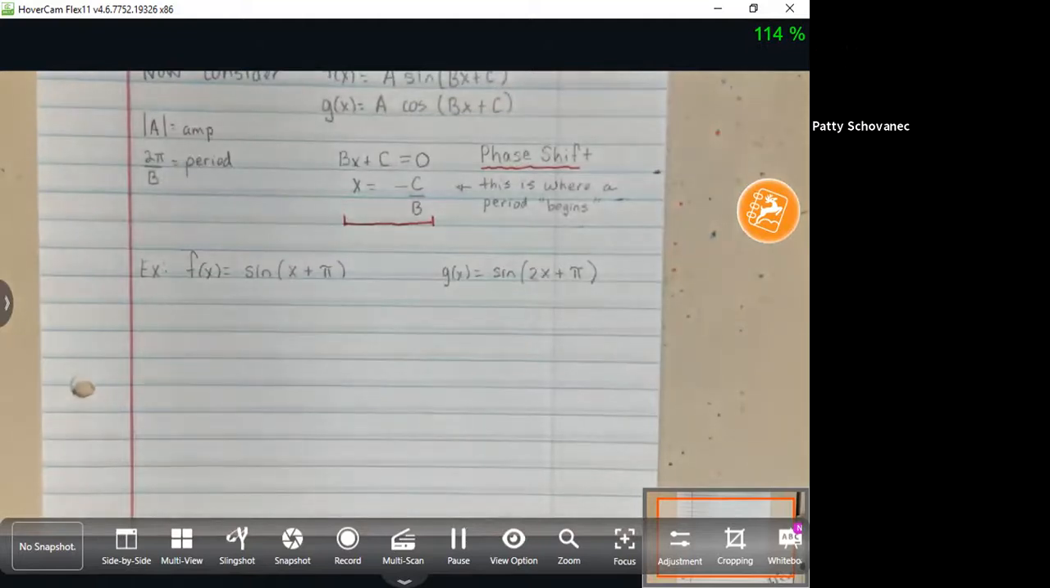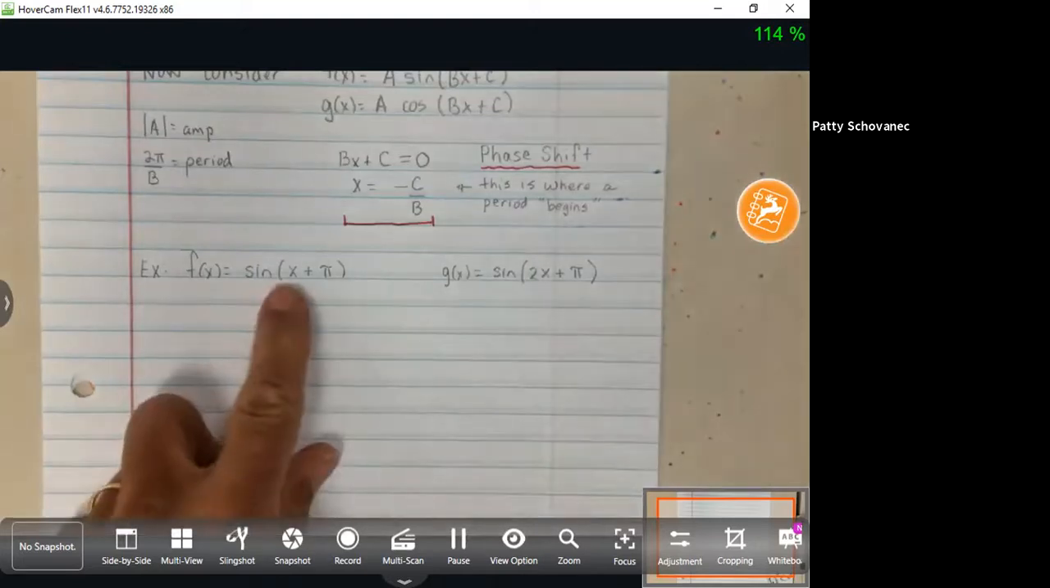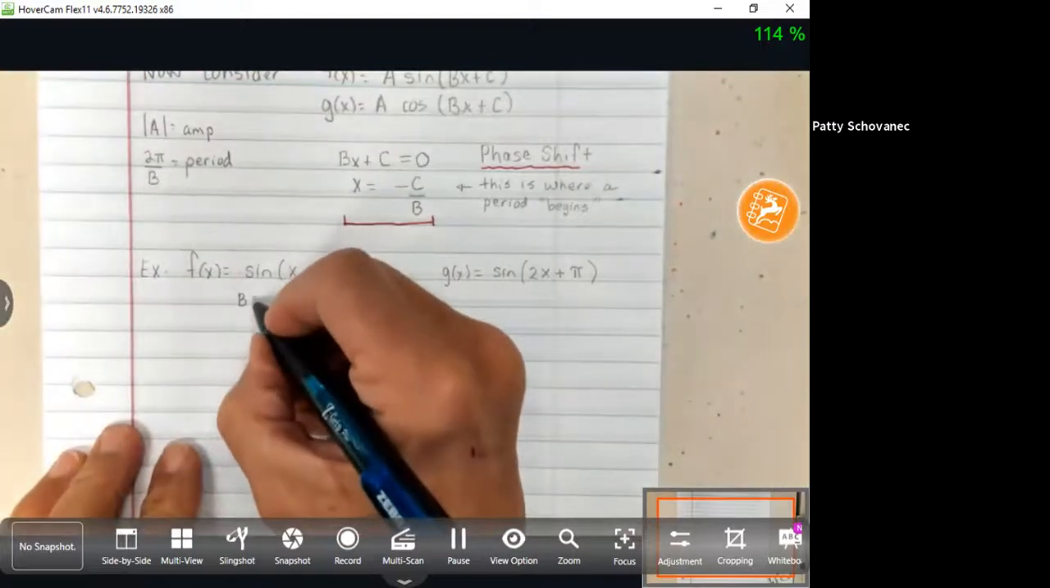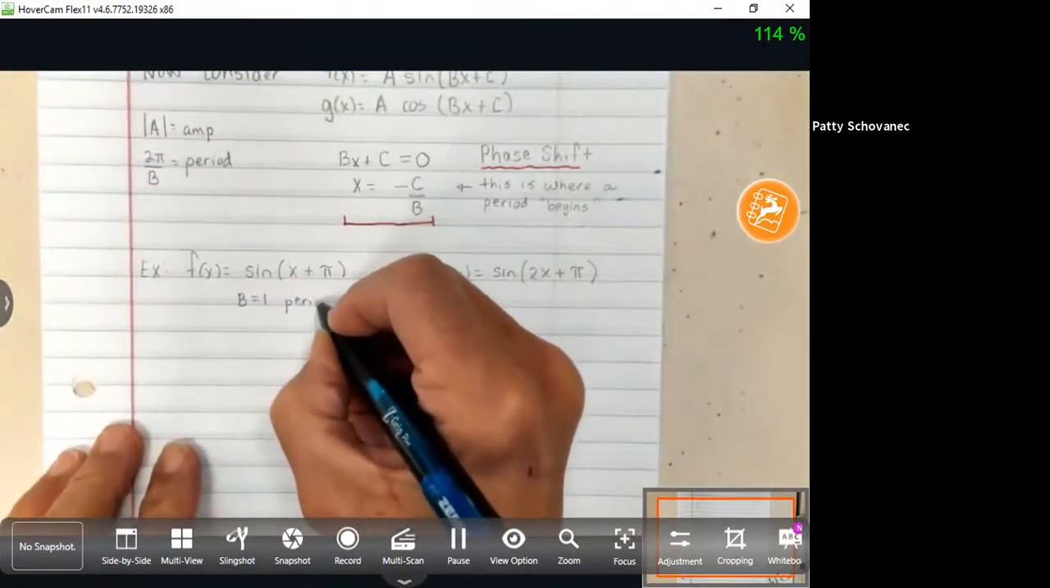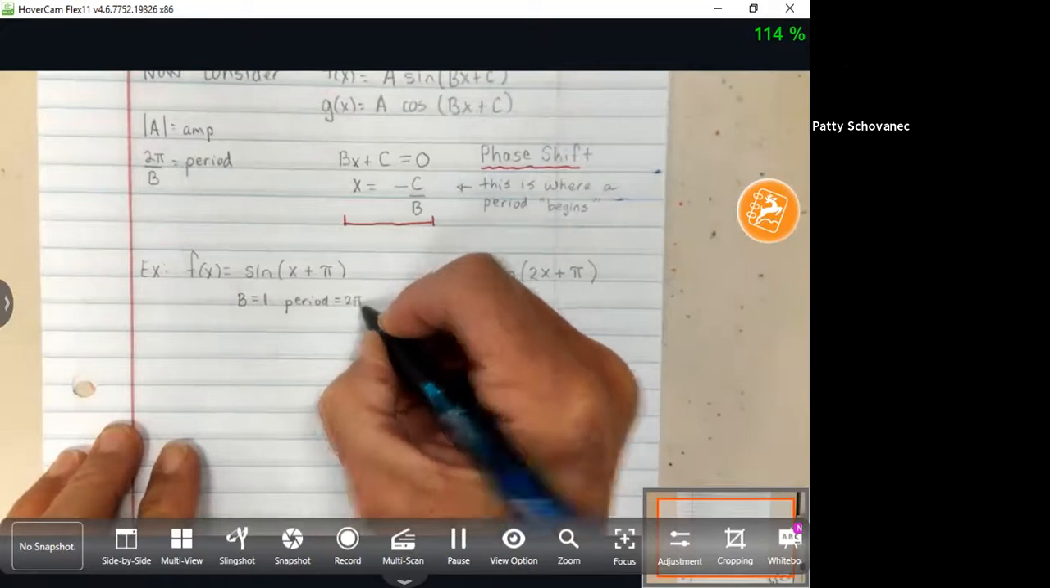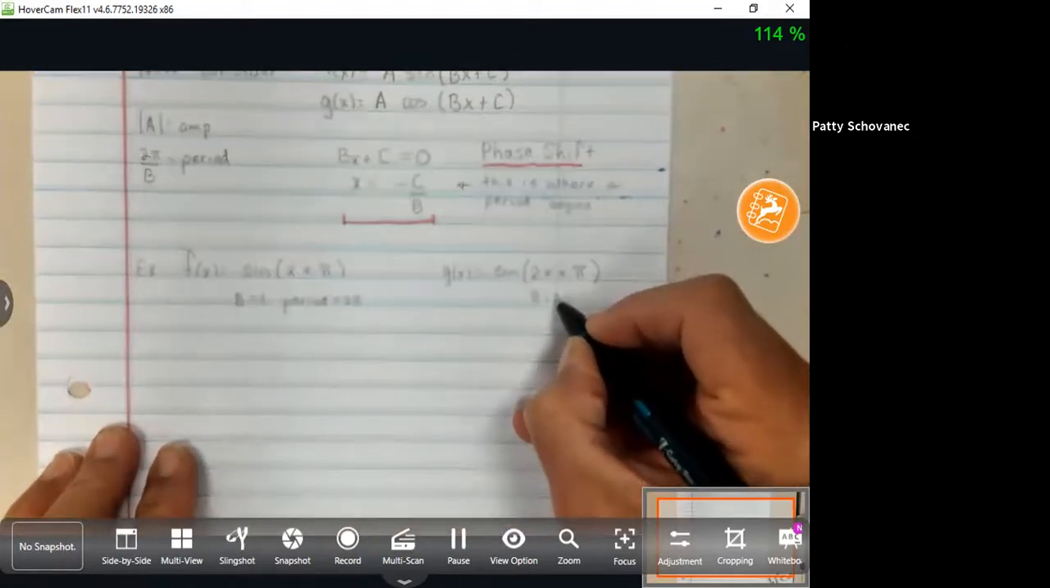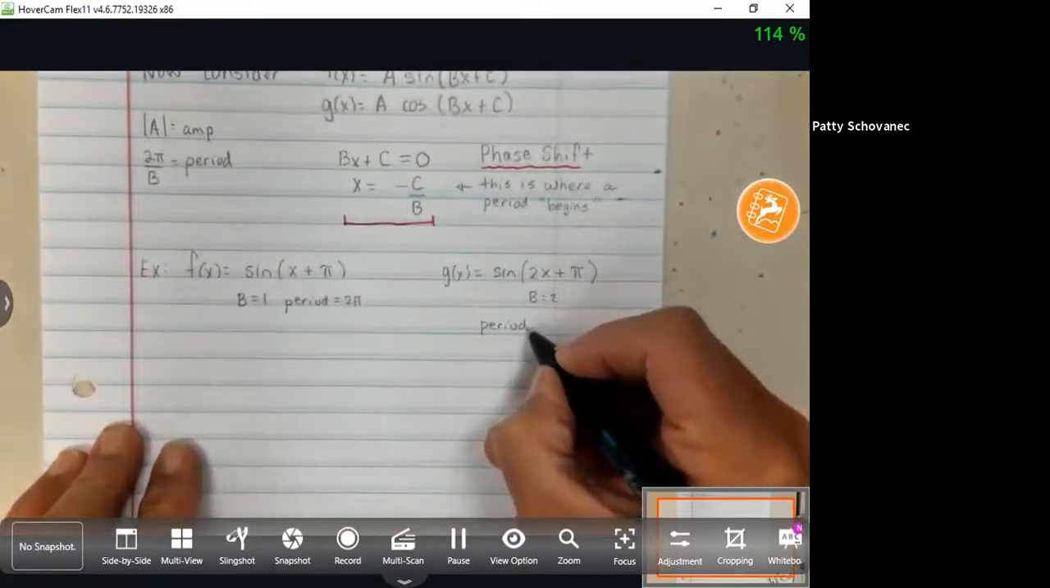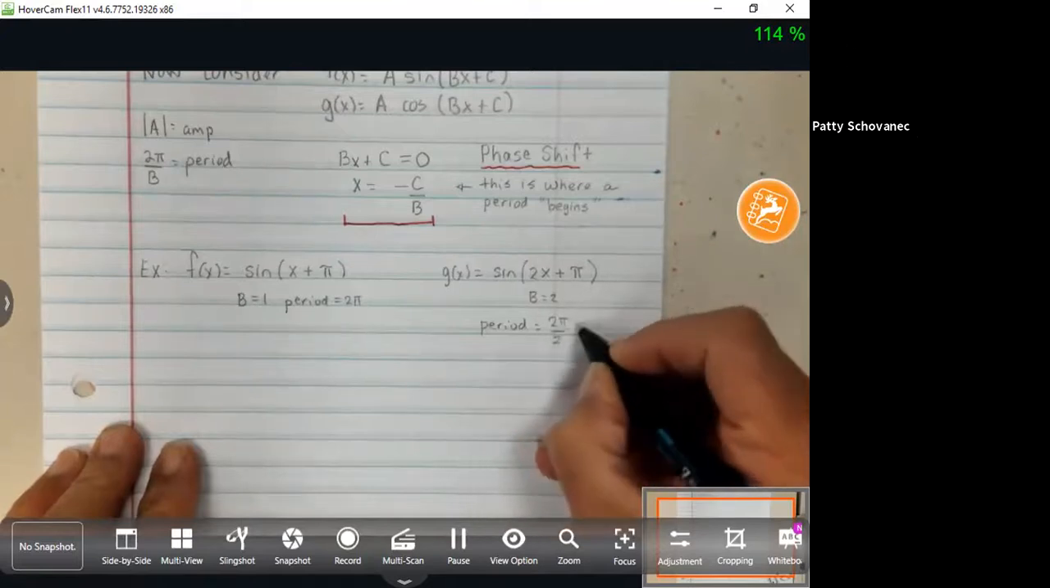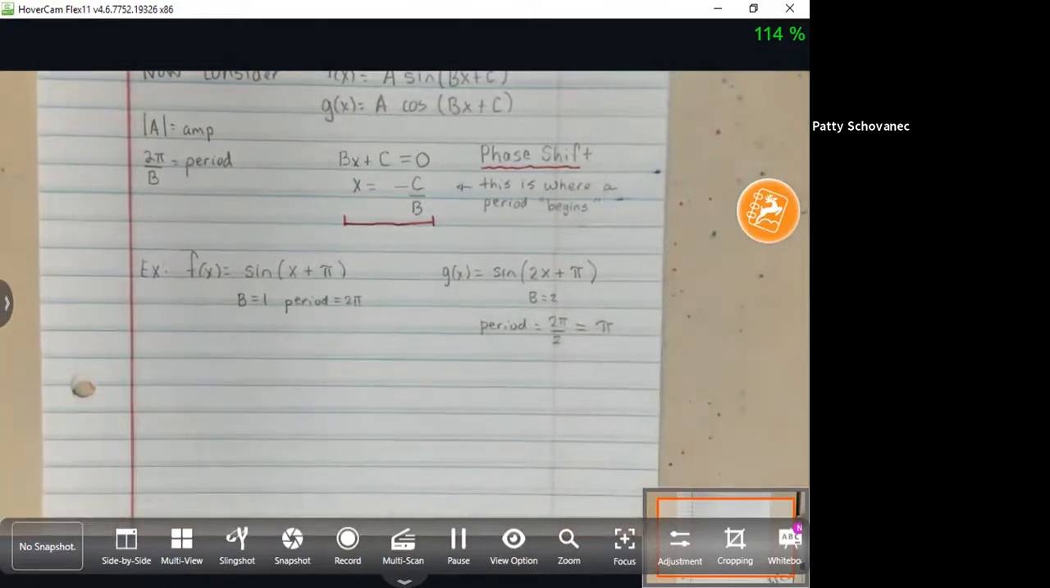So when you see sine, you're thinking the sine curve, like that: 0, 0, up to 0, 2 pi, 0. But we're going to change. This one still has the same period. B is 1, so the period is 2 pi, but this one, b is 2. So the period is 2 pi divided by 2, or pi. It takes a length of pi to do one cycle of this particular sine curve.